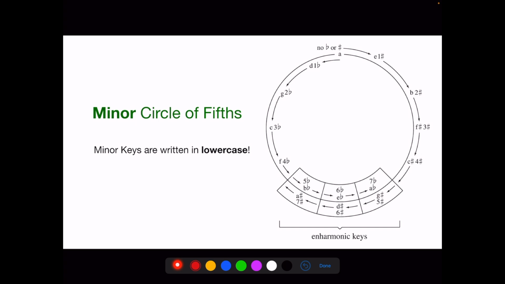Well, how do we know? Well, just remember to write out your order of sharps. F, C, G, D, A, E, B. Fat cats go down and eat birds. If we start from A, the next one is going to be E. The next one is going to be B. And then when we restart, when we come back, it's going to be F sharp, C sharp, G sharp, D sharp, and A sharp. Okay, so that's what you see on this side.